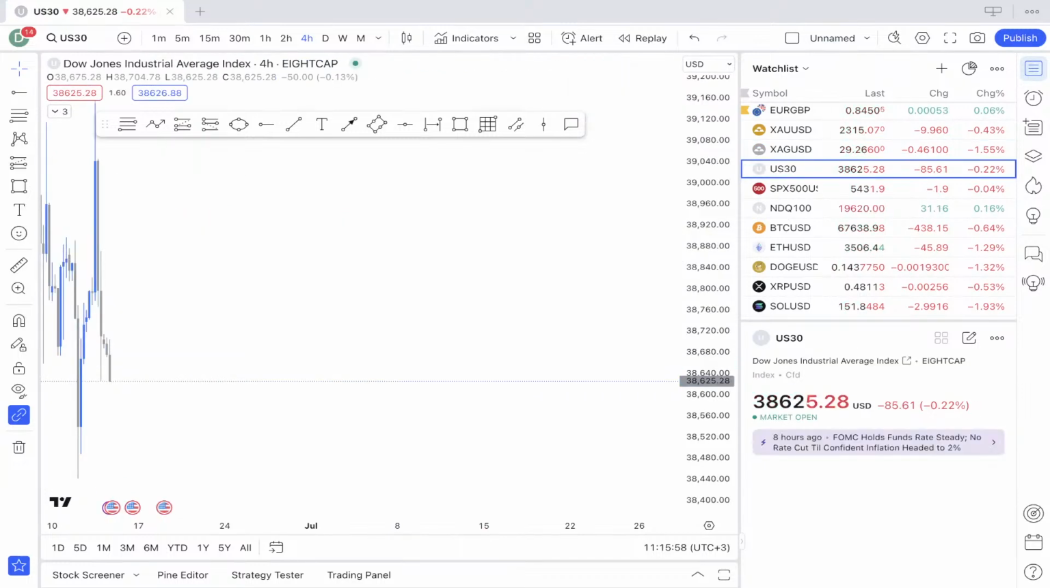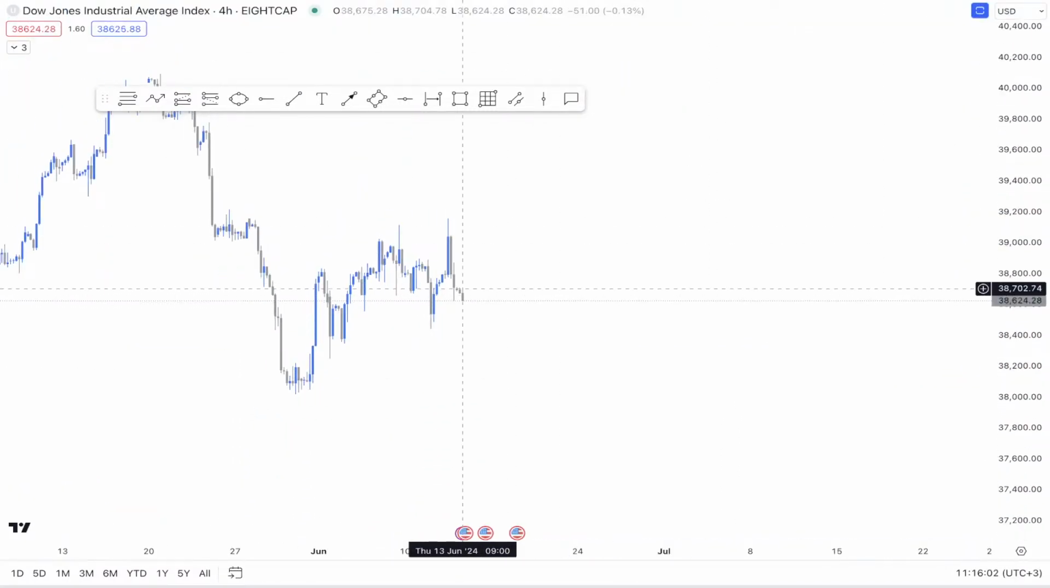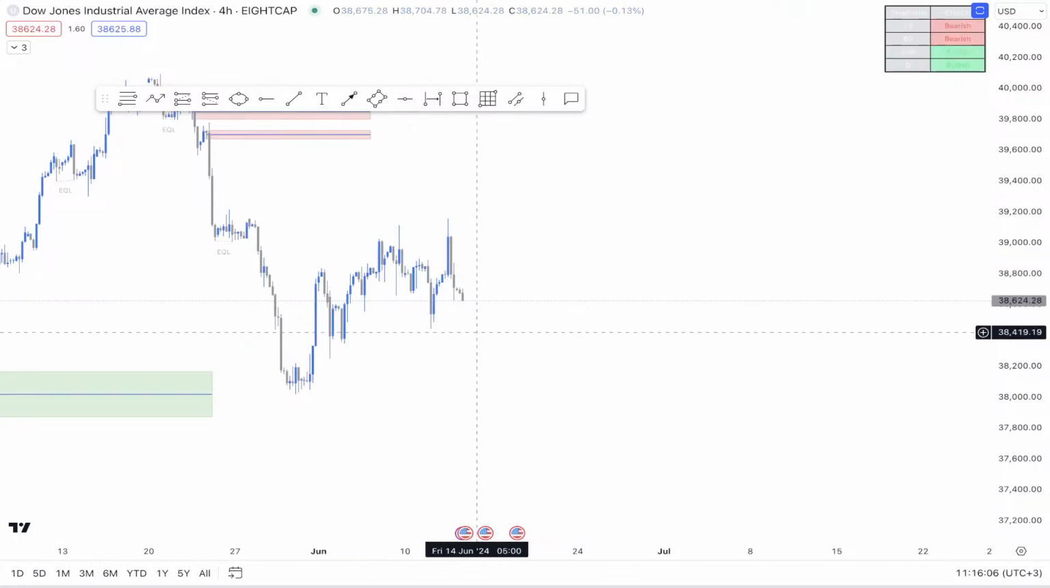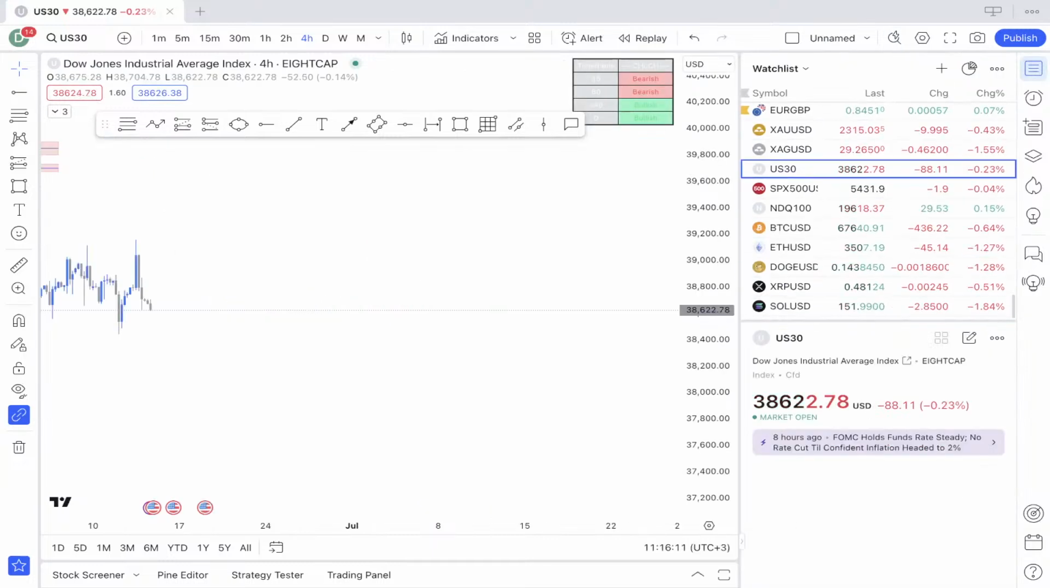And now I will go over today's indices analysis, starting off with US 30, where there's nothing to talk about really because the price is pretty much in the middle of nowhere. Hence why we'll just leave it as is and wait for some fresh structure.